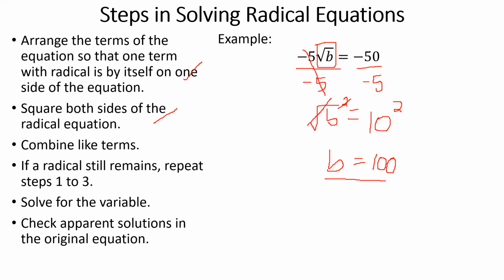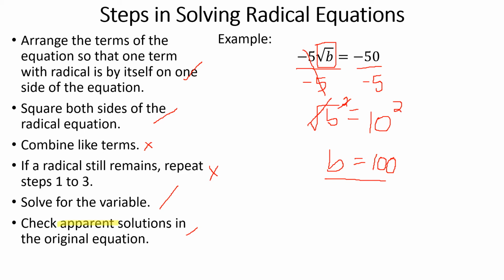Then, combine like terms. Wala na pong combine like terms. Kasi, yung nasa radical po natin ay isang variable lamang po. Then, hindi na po natin kailangan itong fourth step. Solve for the variable. Nagawa na po natin by squaring both sides of the equation. Then, we have to check apparent solutions in the original equation. So, may emphasis po doon sa word na apparent. Okay? With emphasis po yung word na apparent.